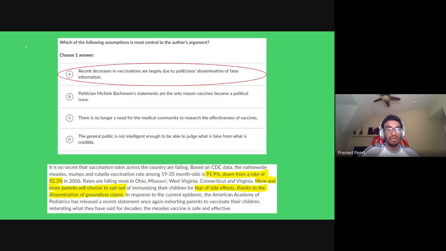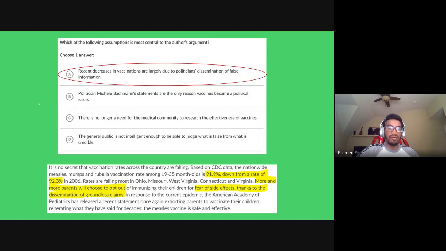Something like B wouldn't be relevant to the entire essay or statement that the author is making because it mentions a specific politician. And C is not even said, and D isn't talking about the public's intelligence. The passage is talking about how the information that is conveyed isn't helping to clear up the stance that people should take.